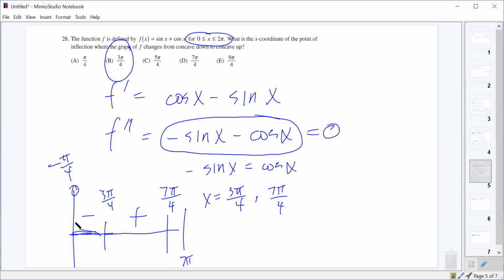Okay. Yeah, anything between 0 and 3 pi over 4, no matter what you plug in between that interval, this will come out to be negative. Even though cosine and sine change signs within there, or cosine changes signs between 0 and 3 pi over 4 at pi over 2, that doesn't matter. What matters is, does this whole thing change signs? Okay, got it. Thank you.